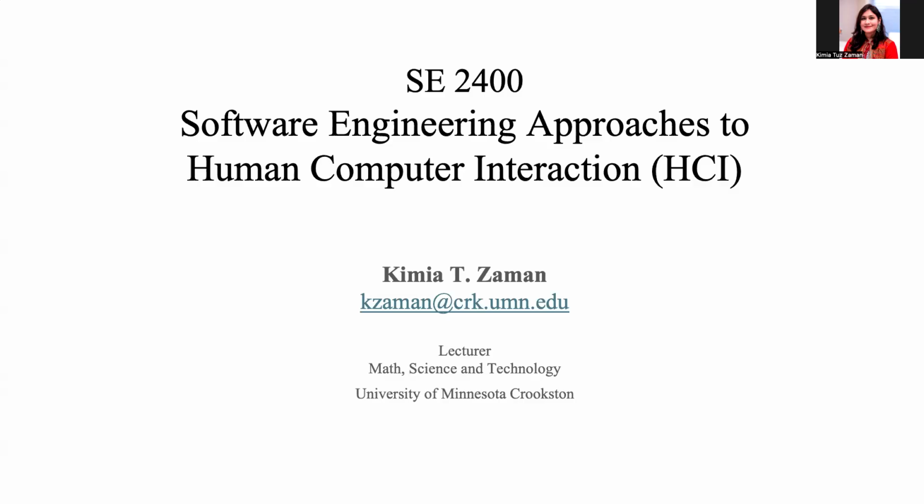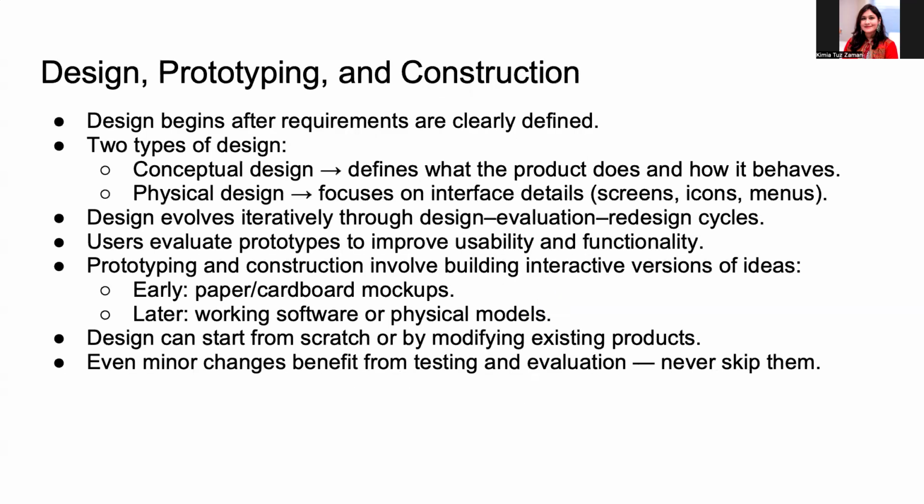So in our last modules, we have covered different aspects of UX design, and from this module, we will start learning practices of UI. So let's start with defining requirements. Design begins only after the requirements have been established. At this stage, the focus shifts from understanding what the system must do to how it will look, feel, and behave. There are two major forms of design, first, the conceptual design, and then the physical design.